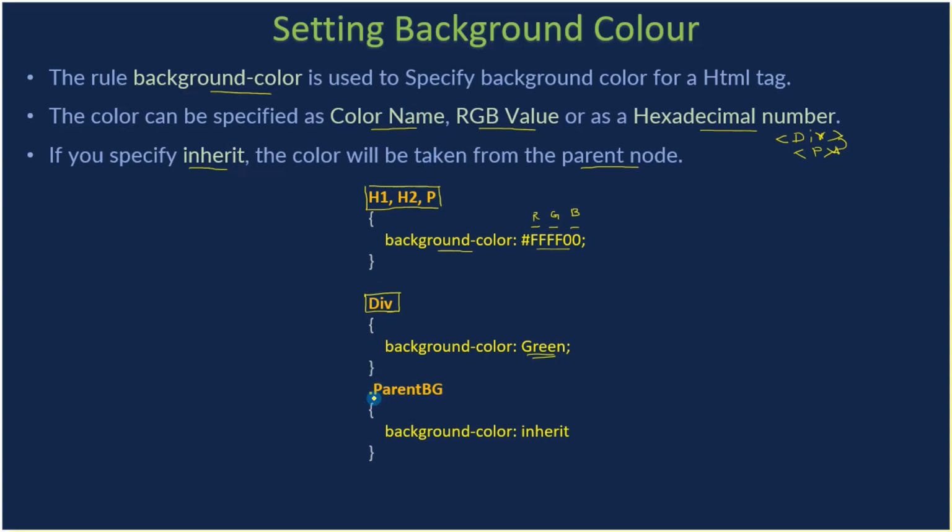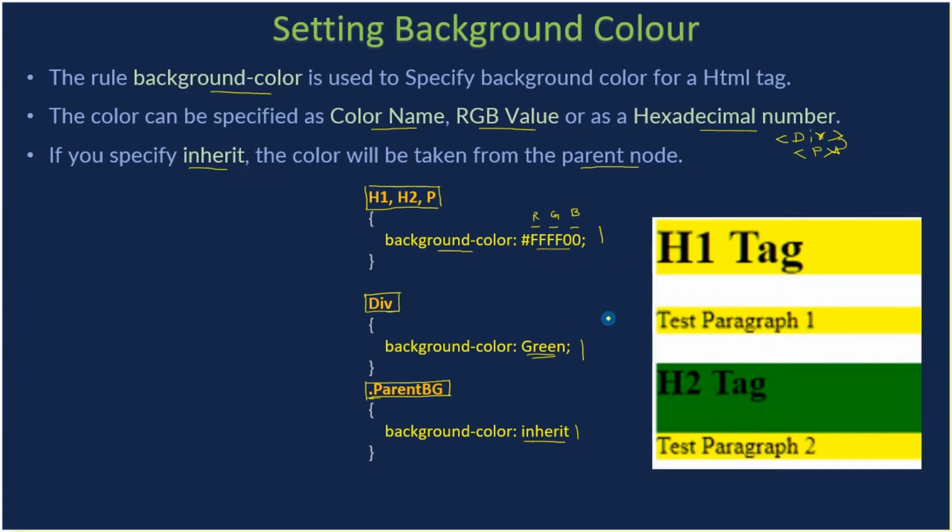Next we use dot parent bg. We know what is meant by dot. Dot is here the class. So any tag, if it contains parent bg as a class attribute, then it selects the background color from its parent. So that's all. Here we used 3 selectors, and all of them set the background color by means of different values.